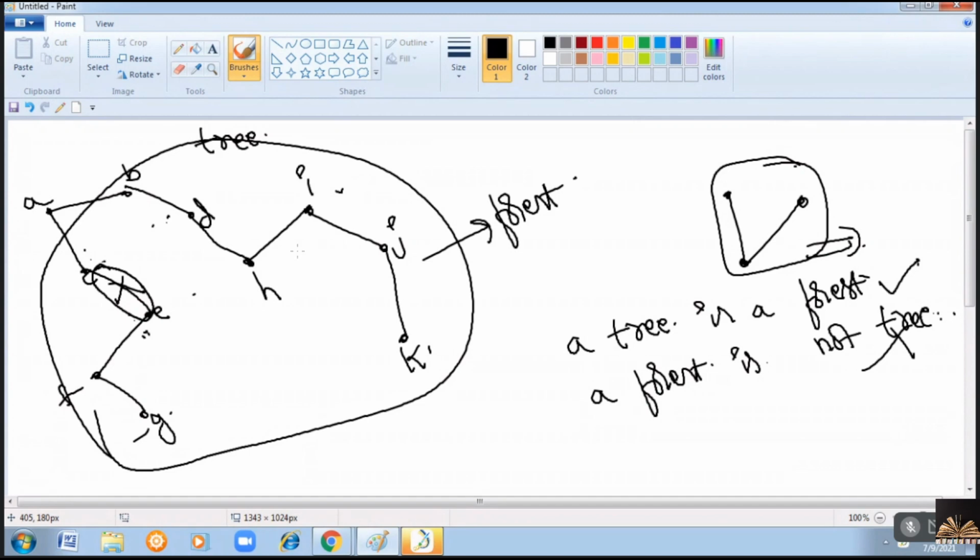So this is about this. Next, tree traversals. What is a rooted tree? Rooted tree.